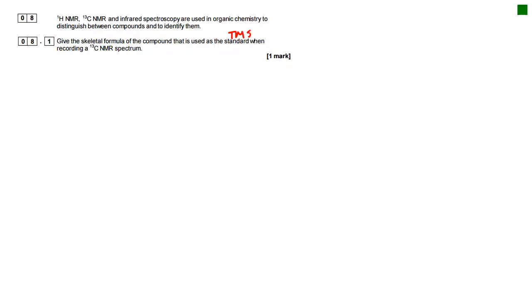Okay, so tetramethylsilane: you're going to have some silicon in the middle, it's in group 4, so you've got 4 bonds off it, and each end of these bonds is a CH3 group. But because it's a skeletal formula, we don't write anything else, and so that is what you write for your 1 mark.